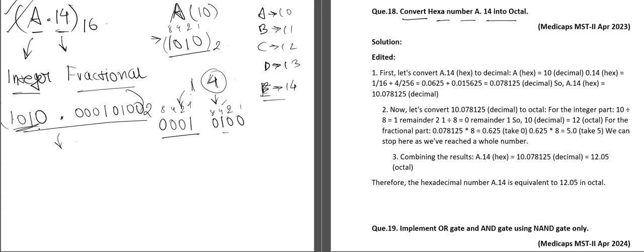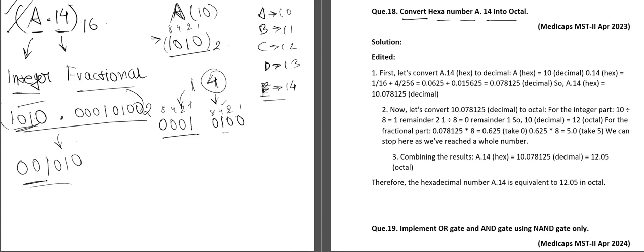Okay, so in order to make two groups of 3 bits, we just need to add 2 bits, and we have to add 2 bits in such a manner that the value of this number doesn't change. So for this reason, in the integer part, we will add 2 zeros at the front. So this is our binary number. After adding 2 zeros at the front, the value will remain the same. So now we can easily make groups of 3 bits.